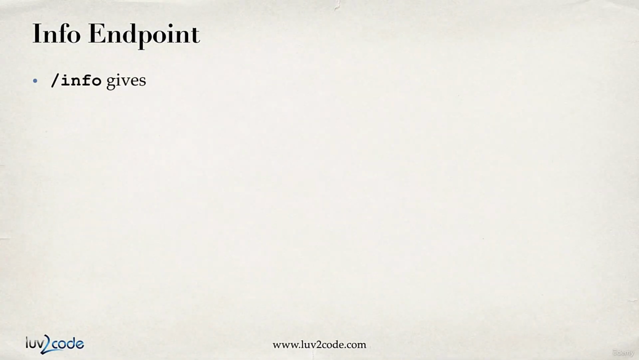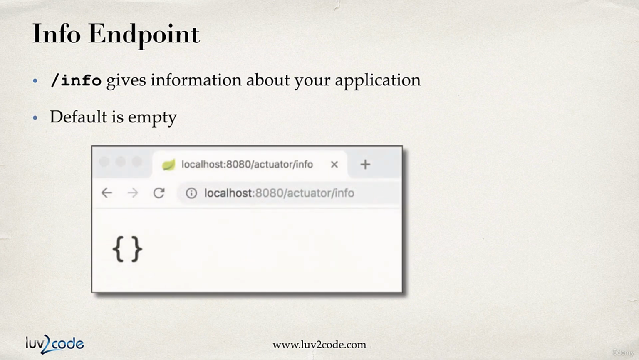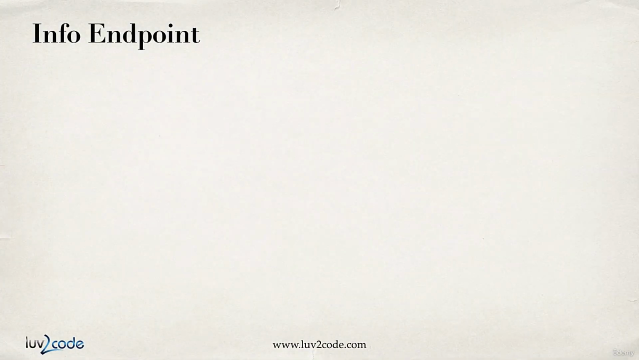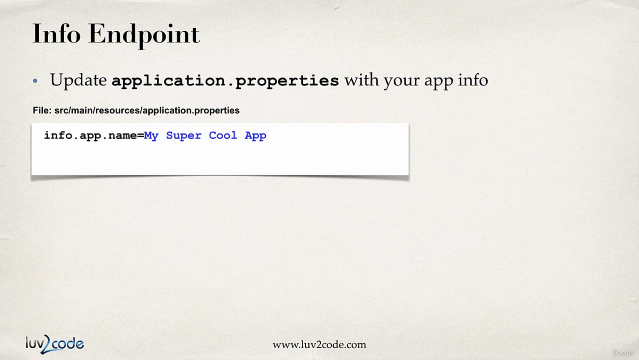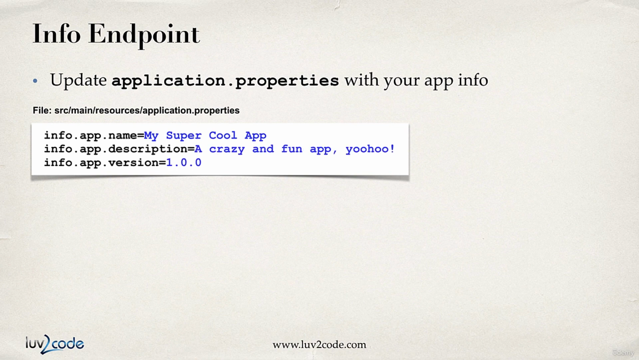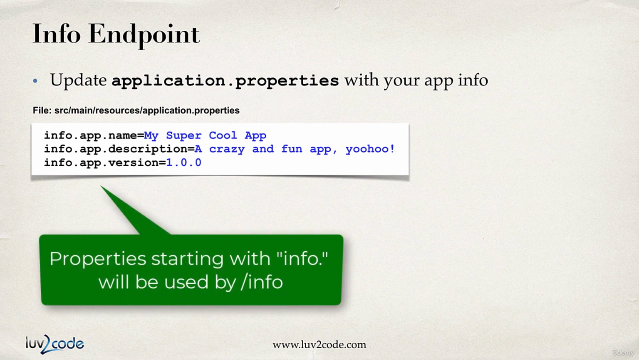Now let's take a look at the info endpoint. So /info gives you information about your application. So the default is that it's actually empty. So if you access this endpoint, you'll get this empty JSON object, which is nothing. You're like, that's not too useful. So we actually need to customize this info endpoint. And we can do that by updating the application properties with our given information. So we simply add in some properties here for info.app.name, info.app.description, and info.app.version, and that's our actual info for our given /info endpoint. Now, anything starting with info. as far as the property name, then that'll be used by this /info endpoint.